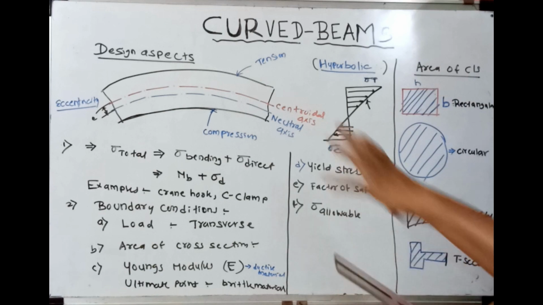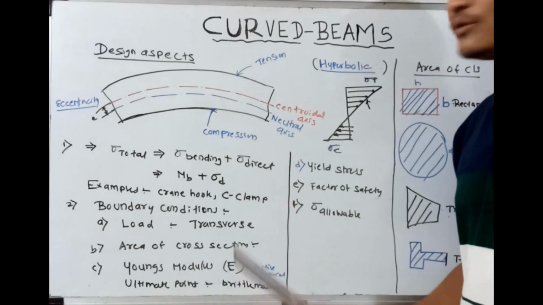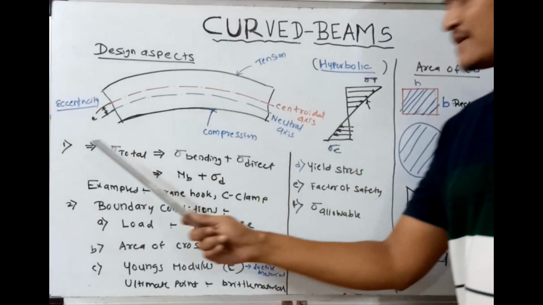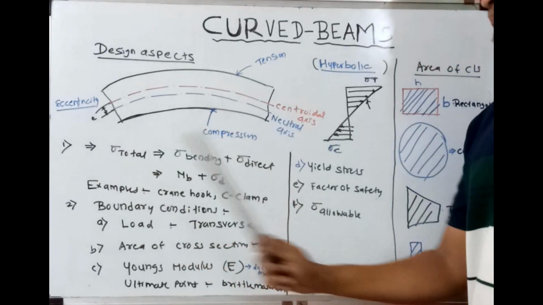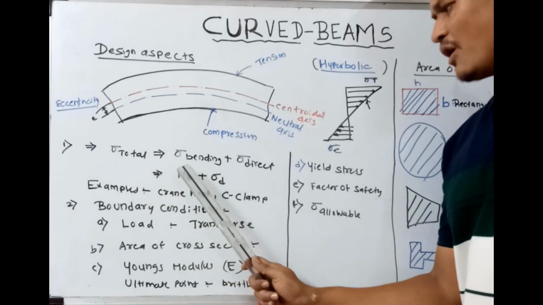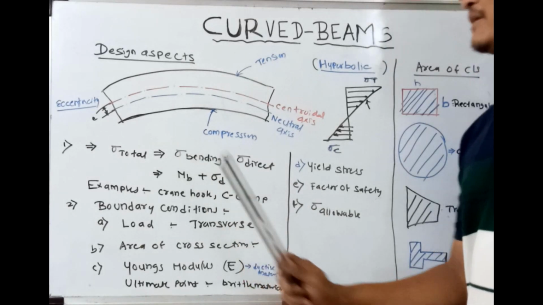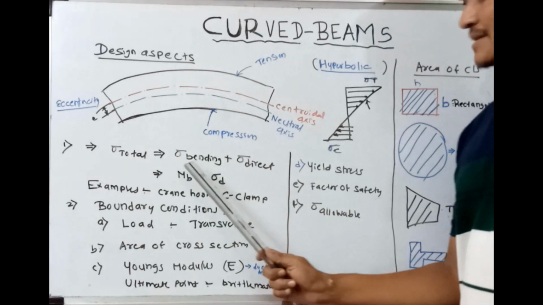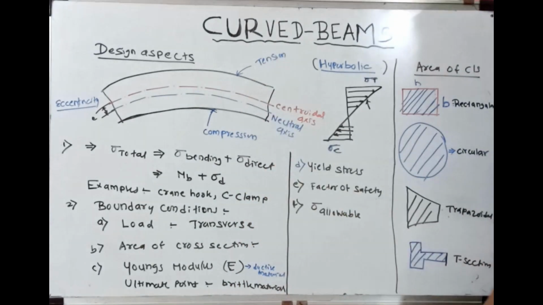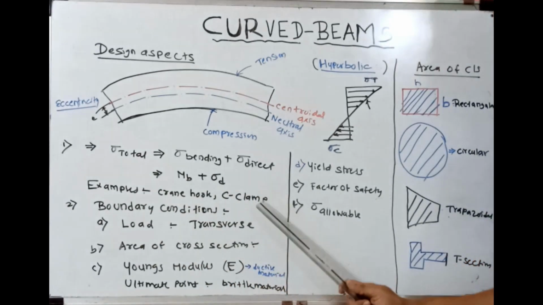Now I'll tell some of the design aspects, the steps you have to take when you want to design a curved beam. First of all, the total stress on a curved beam is nothing but the sum of the bending stress as well as the direct stress, and this total stress is applicable for both the inner fiber as well as the outer fiber. Examples of a curved beam are a crane hook or a C-clamp.